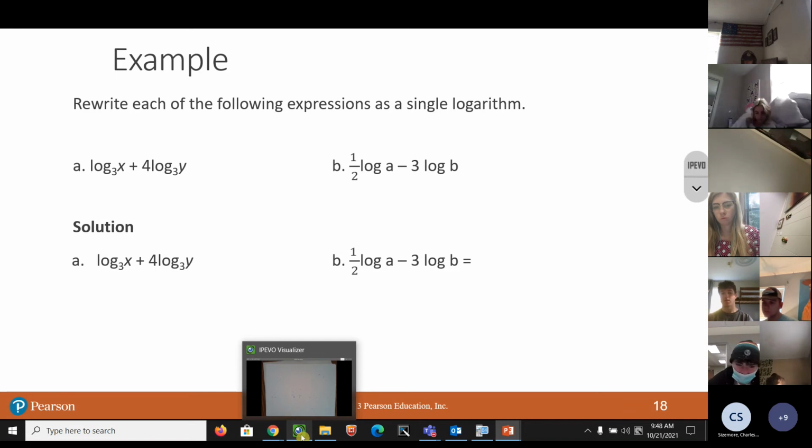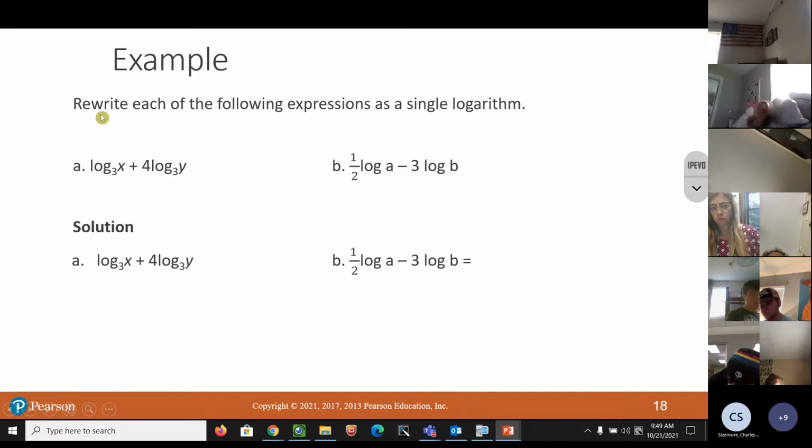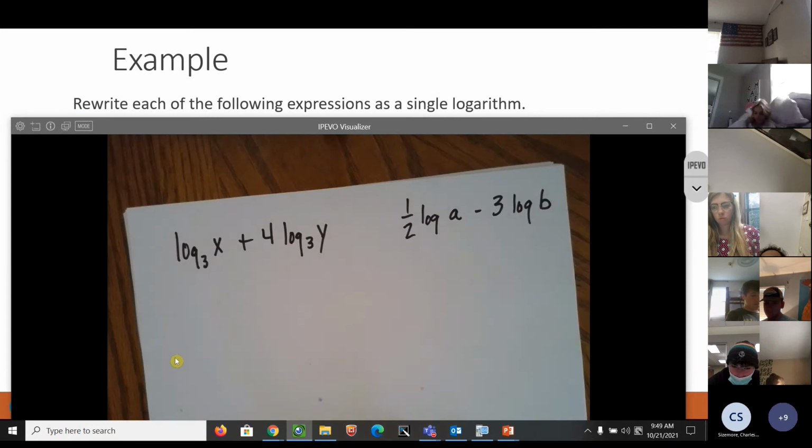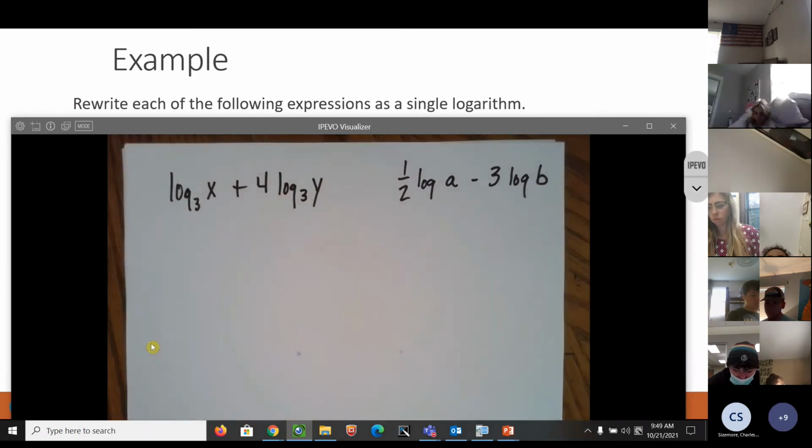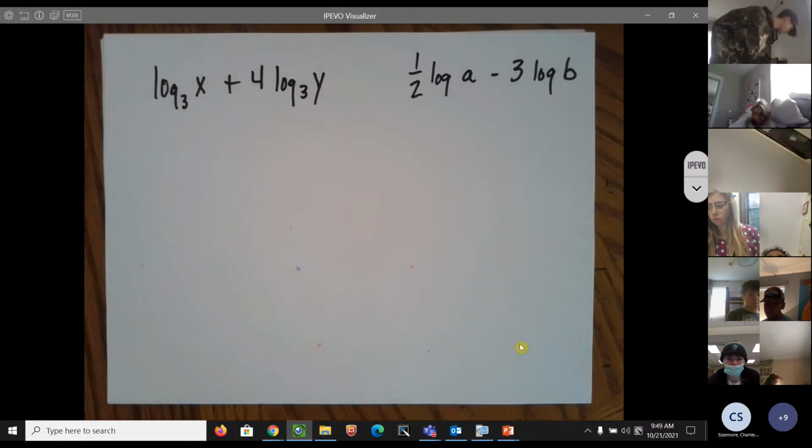Log base 3 of x plus 4 log base 3 of y. And the other one is 1/2 log of a minus 3 log of b. These are what we call rewrites. See the first word in the directions? Rewrite. And when you have a rewrite, they want you to either write it as a single logarithm or expand it using logarithms. And these are two test questions right here.